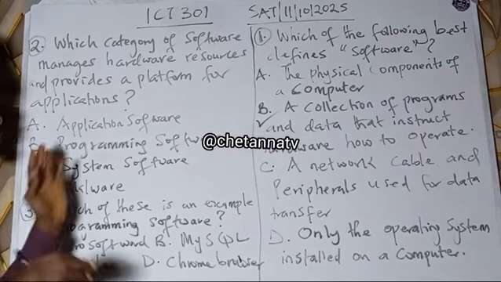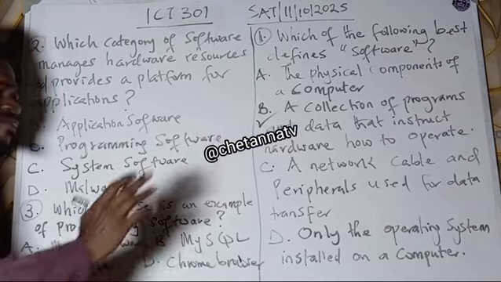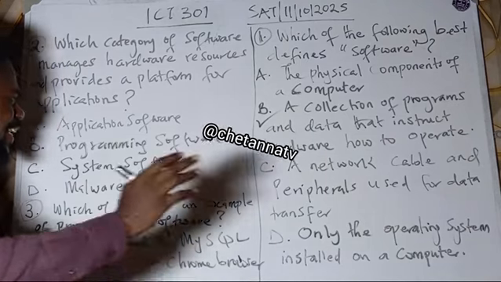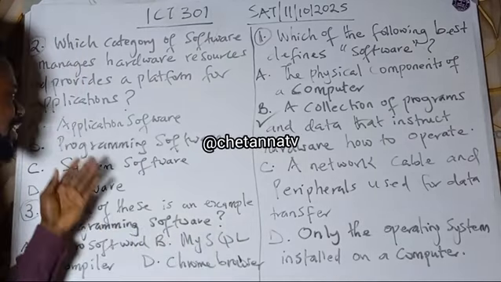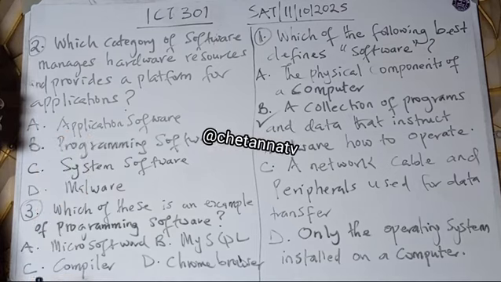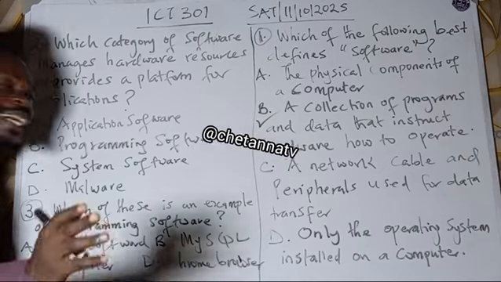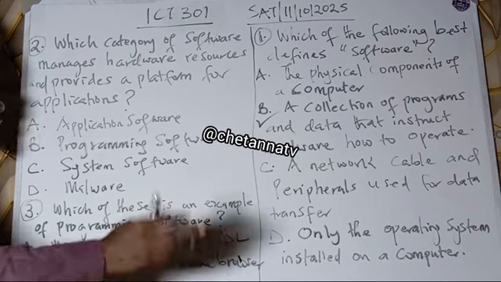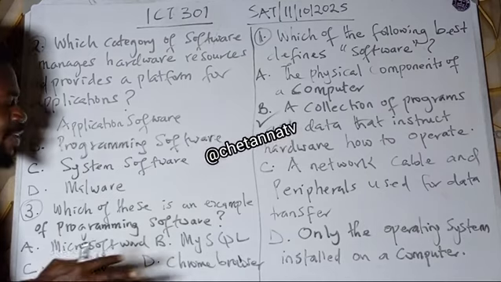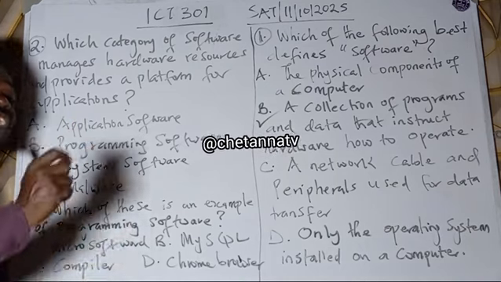Application software is for end users, like Microsoft Word for word processing, Excel, many of them, and your web browsers, they are in different categories anyway. So this one, application software, is for end use.